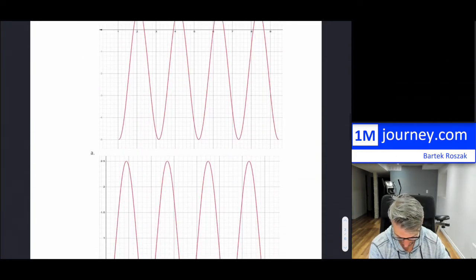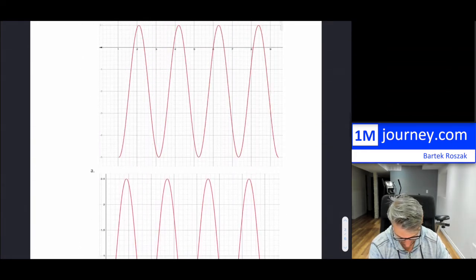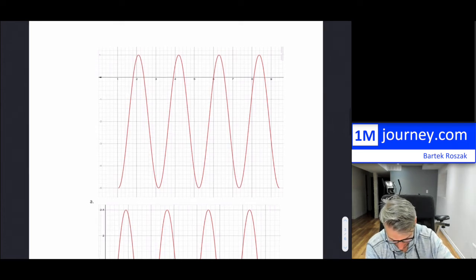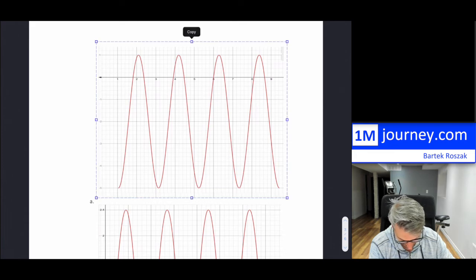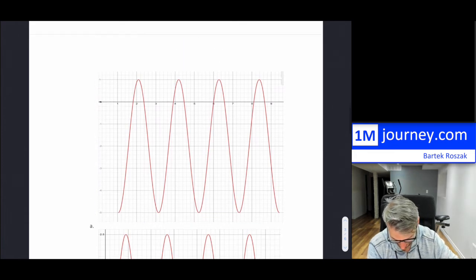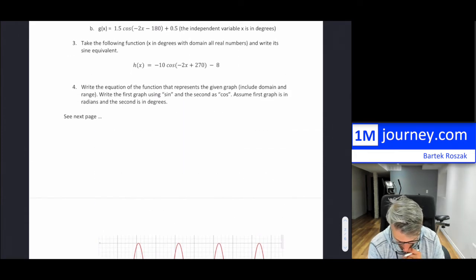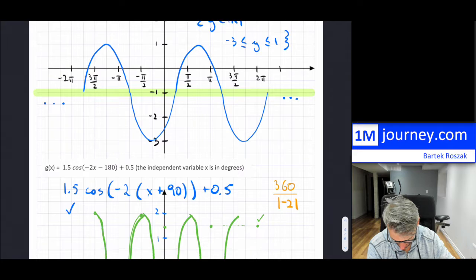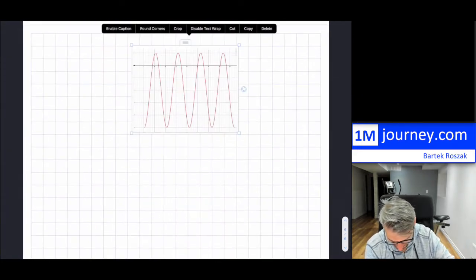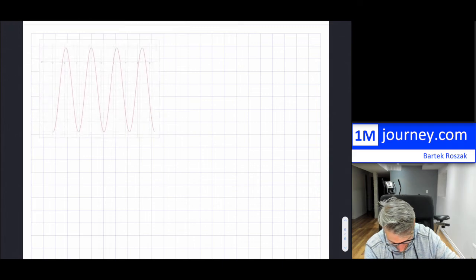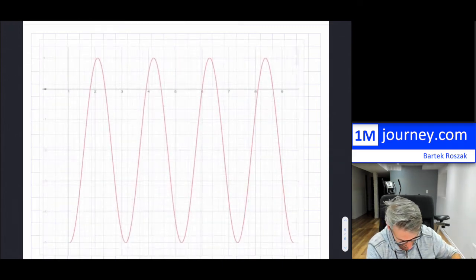Okay, so this is the last one. Let's break it down. I'm going to copy this. So here's the first one. I'm supposed to write this as sine, and it's in radians. Let's plot it here, and let's see how well you remember this. We're supposed to create a function out of this.